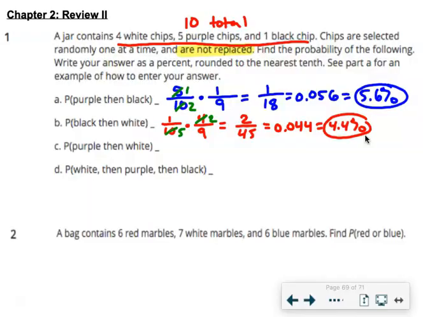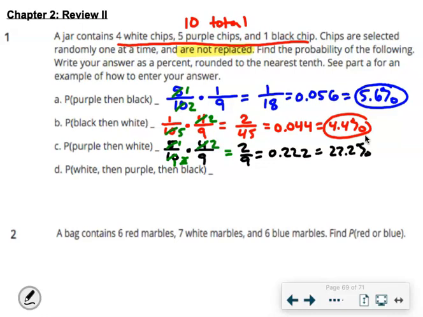Okay, purple then white. Out of 10, there are 5 purples, then there's only 9 left, and 4 of them are going to be white. Okay, again, you can reduce this down to 1/2 if you want. Okay, and then you can also take this 4 and divide it by 2, and take this 2 and turn it into a 1. So up top, we have 1 times 2. On the bottom, we have 1 times 9. So this is 2 out of 9, which is 0.222. Which is 22.2%. Okay. I think on Schoology I did let you type in the fractions if you wanted.